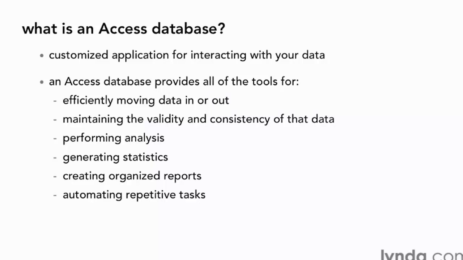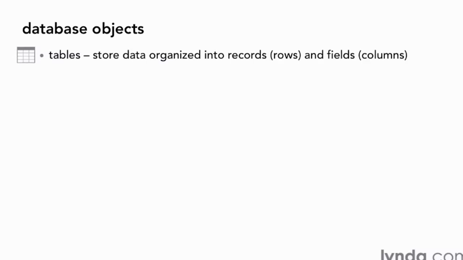To do all of that, an Access database uses 5 main components. These components are collectively called database objects, and each has a unique role to play in managing your data. The first object is a table. Tables are where the data lives. They provide a structured home organized into fields and records. The next objects are queries.